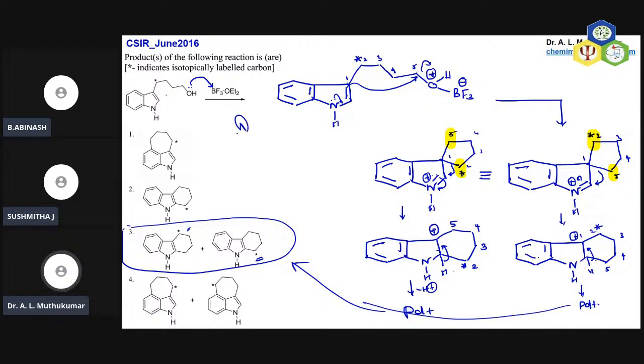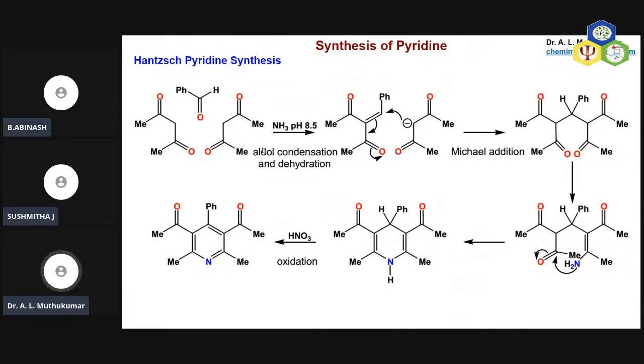Okay. Another important reaction, you may be thinking it is a simple Friedel-Crafts type of reaction. Okay, fine. The next reaction is the synthesis of pyridine. We have almost completed that five-member fused ring system. The next thing is the pyridine molecule. What are the synthetic methods? What are the reactions involved in the pyridine ring system? That is very important both for CSIR as well as in the GATE examination.